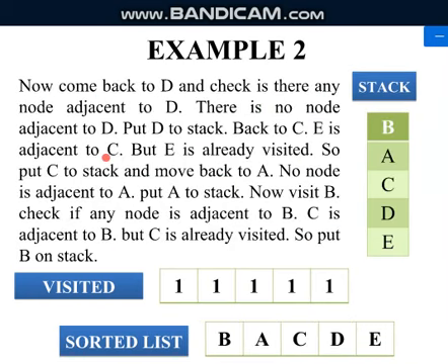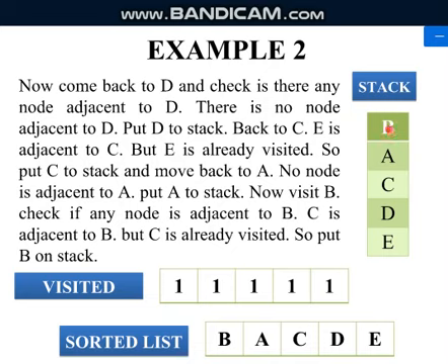That is what is explained here. There is no node adjacent to D, so put D on the stack. Go back to C. E is adjacent to C, but E is already visited. So put C on the stack and go back to A. No node is adjacent to A, so put A on the stack. Now visit B, that means making B as visited. Then check if any node is adjacent to B. Yes, C is adjacent, but C is already visited. So we don't have any other node adjacent to B, so put B on the stack.